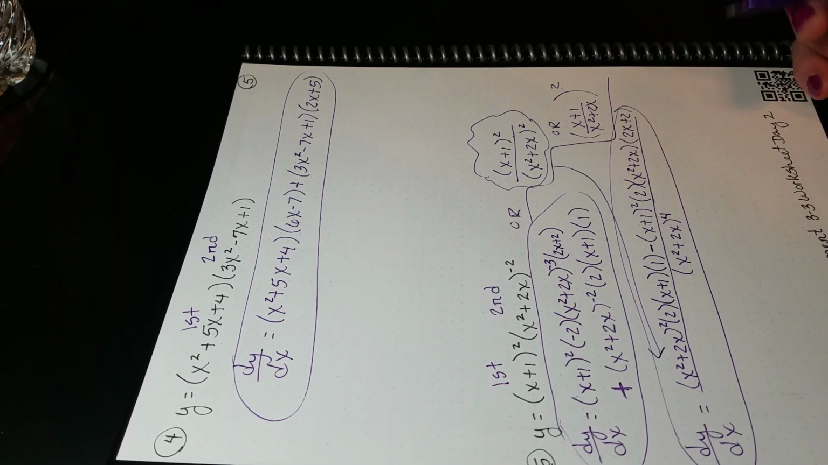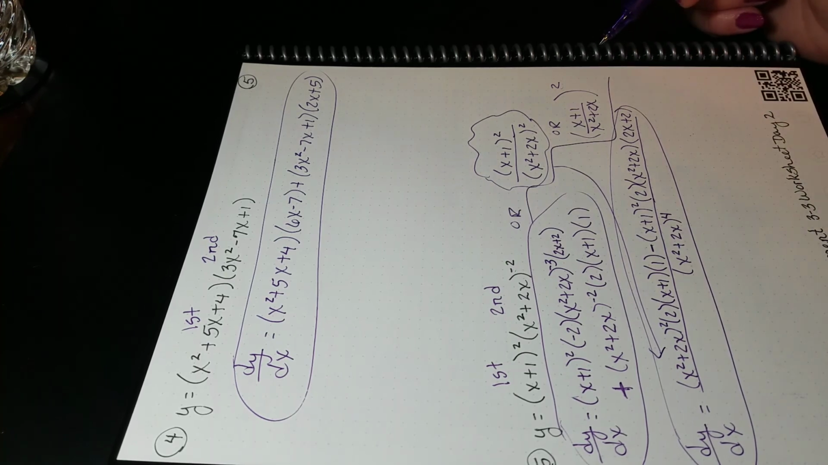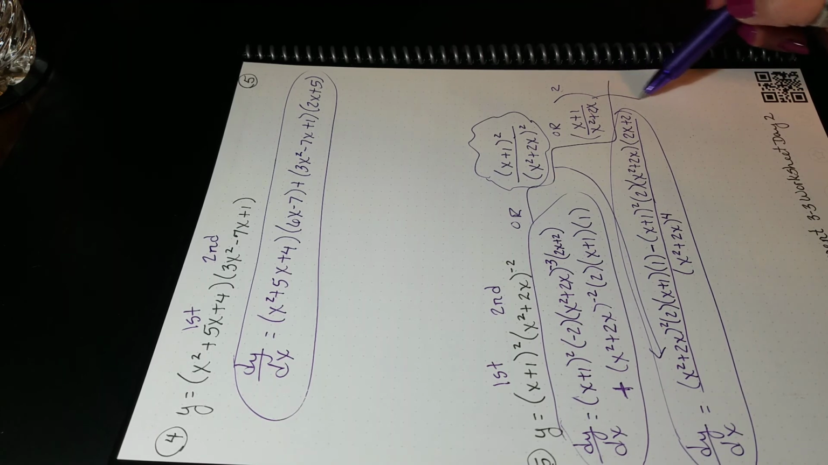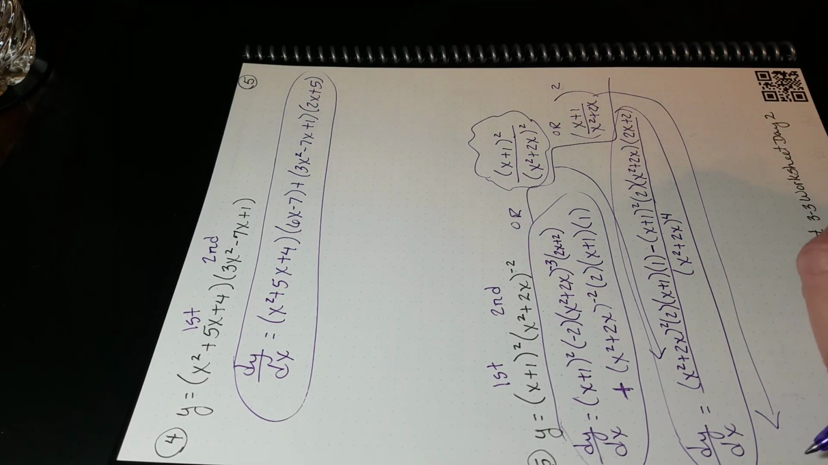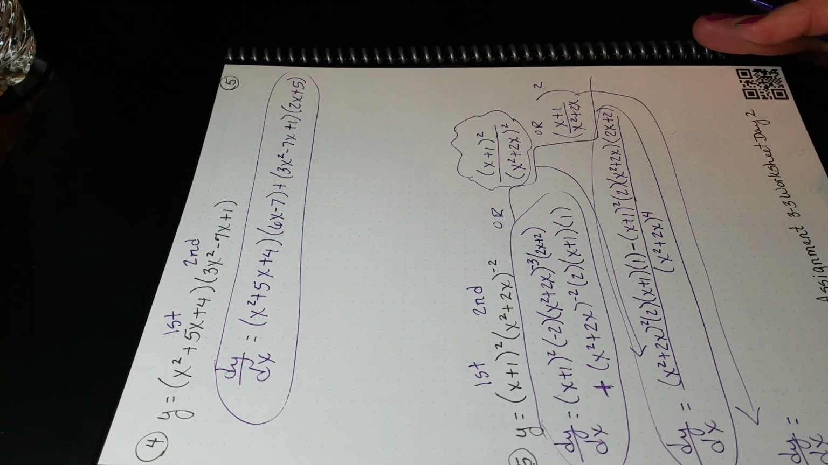All right, so last scenario. What if you went, okay, that's the same as x plus 1 over x squared plus 2x quantity squared. Then how in the world would you set that up? Well, you would have the power rule with the quotient rule in the middle. So you may never want to do this, but you may have to do this at some point.